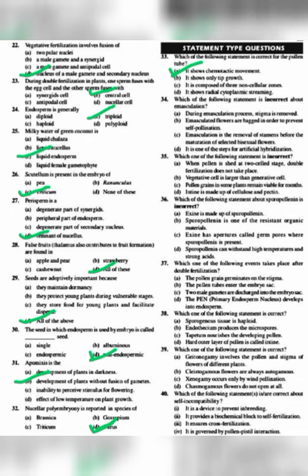34. Which of the following statements is incorrect about emasculation? A. During emasculation process stigma is removed. B. Emasculated flowers are bagged in order to prevent self-pollination. C. Emasculation is the removal of stamens before the maturation of selected bisexual flowers. D. It is one of the steps for artificial hybridization. So, 34 what do we know? Emasculation is the removal of anthers from the flower bud before the anther dehisces in bisexual flowers. So, 34 it is coming A.